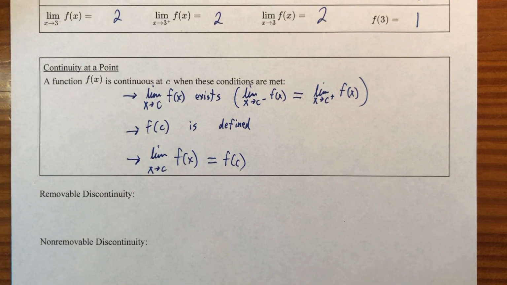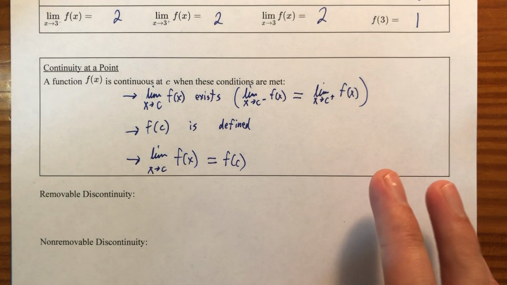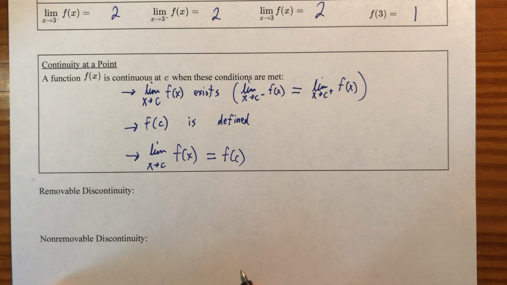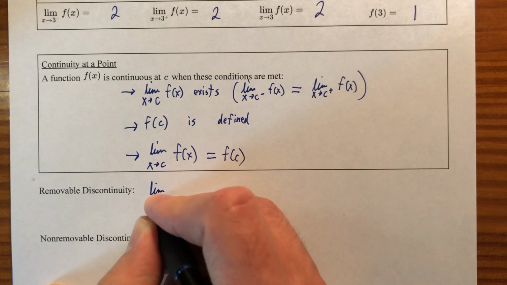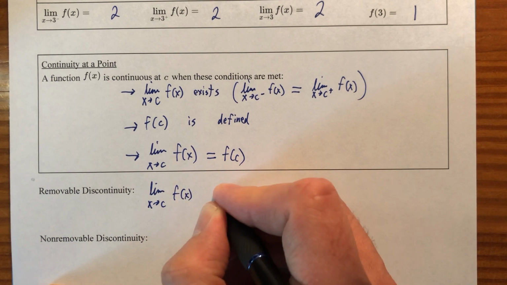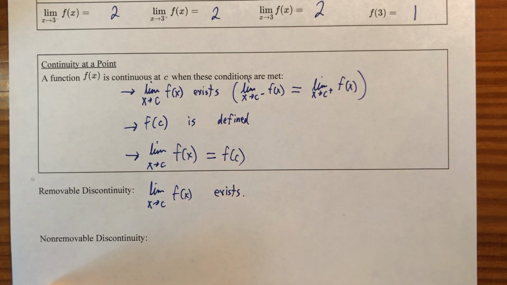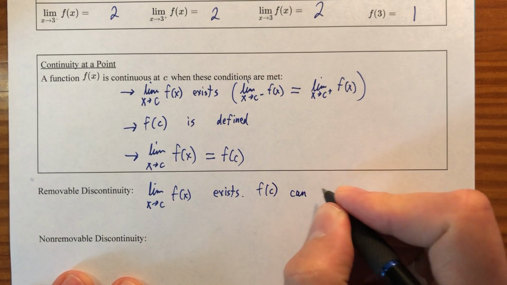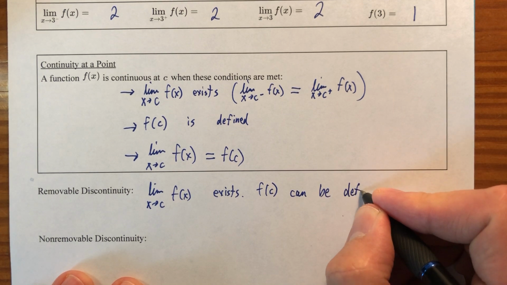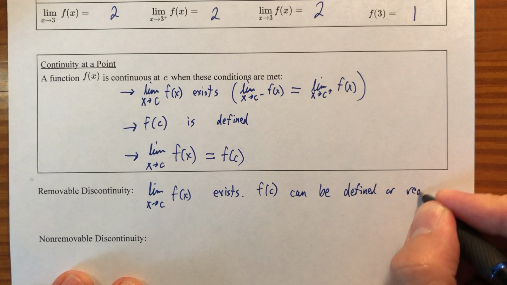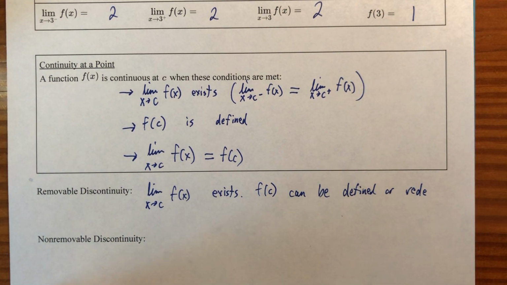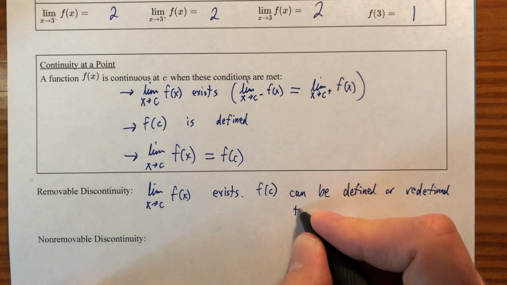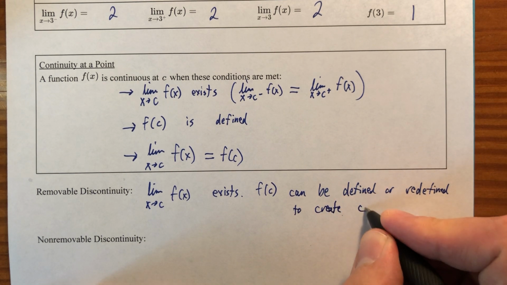Okay, so let's put this in mathematical terms. In a removable discontinuity, we are going to have a limit that does exist. So let me write that down. We'll keep going with blue. So the limit as x approaches c of my function exists. And so here's my definition for it as well. F of c can be defined or redefined, like we could change it. Like if we could magically change the function at one point, we could, to create continuity.